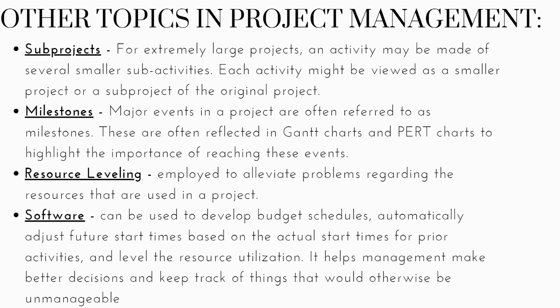Next is milestones. Major events in a project are often referred to as milestones. These are often reflected in Gantt charts and PERT charts to highlight the importance of reaching these events. Next is resource leveling. In addition to managing the time and cost involved in a project, a manager must also be concerned with the resources used in a project. These resources might be equipment or people.